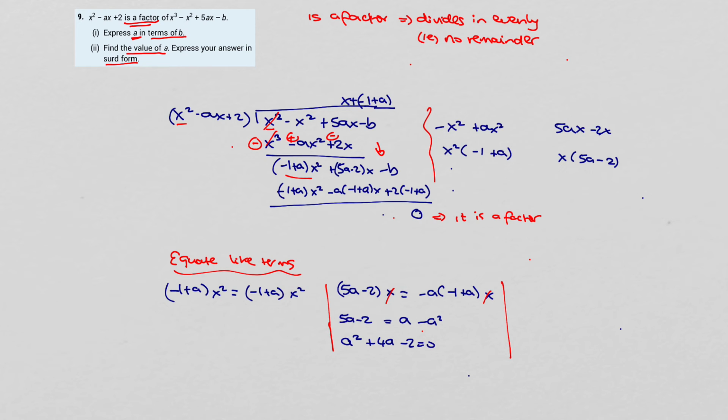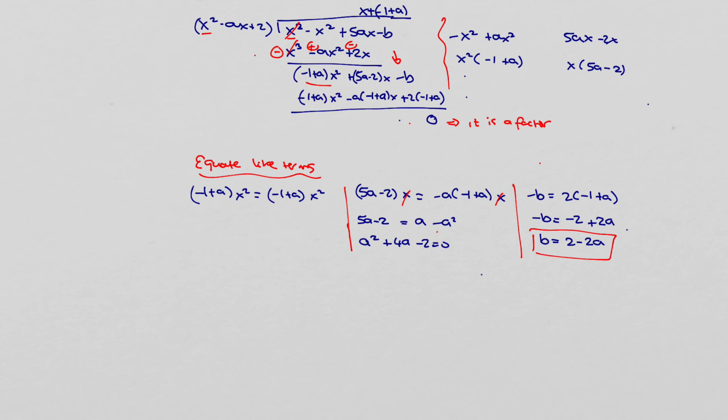And then the last bit is minus b is equal to 2 times minus 1 plus a. So minus b is equal to minus 2 plus 2a. And therefore b must equal 2 minus 2a. And that is b in terms of a.